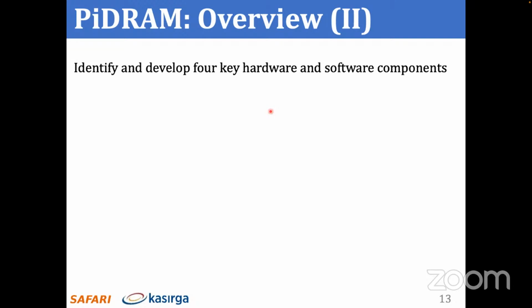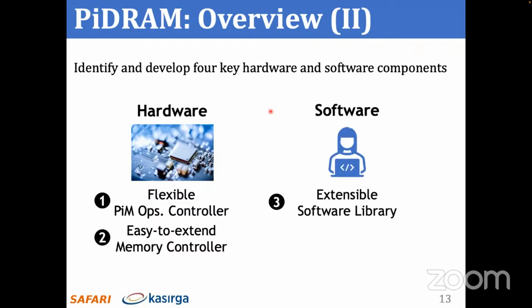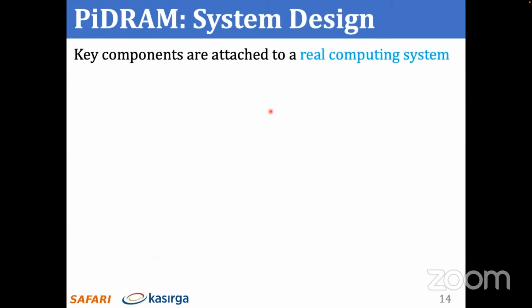So I'll describe the four key hardware and software components we implement in PiDRAM. The first one is a flexible PIM operations controller and an easy to extend memory controller. These are two hardware components we identified. And on the software side, we have an extensible software library that can be used by programmers to perform these operations, and a custom supervisor software that implements the key OS primitives that users need to implement new PIM techniques. I'll talk about these in more detail.